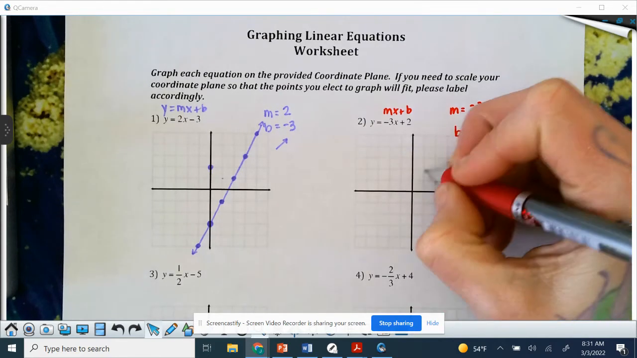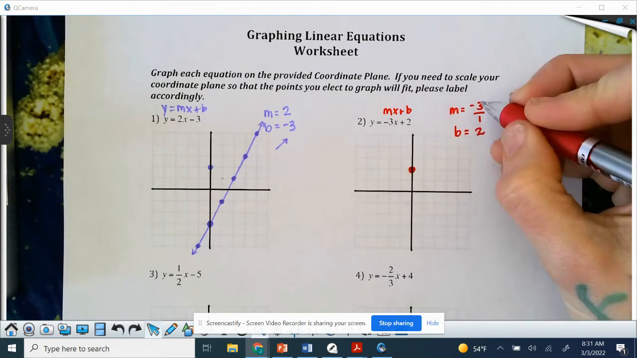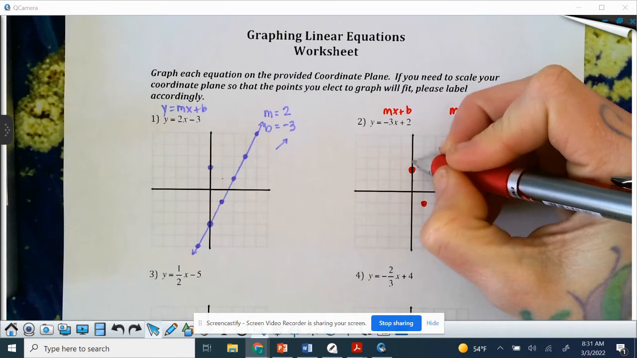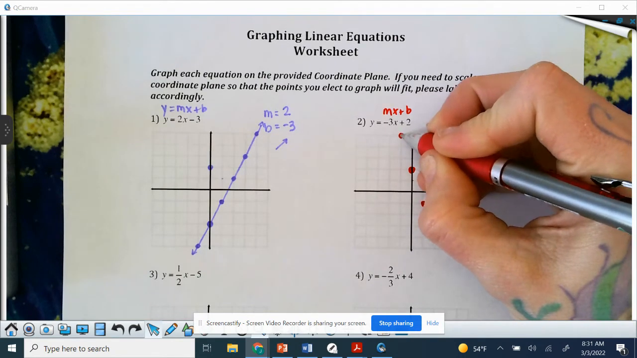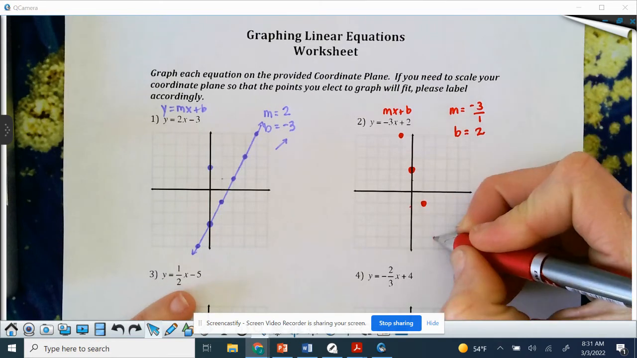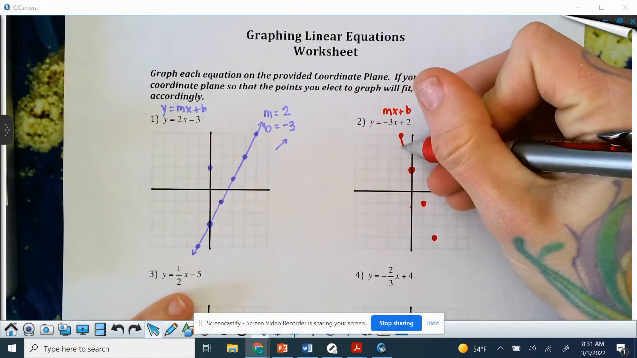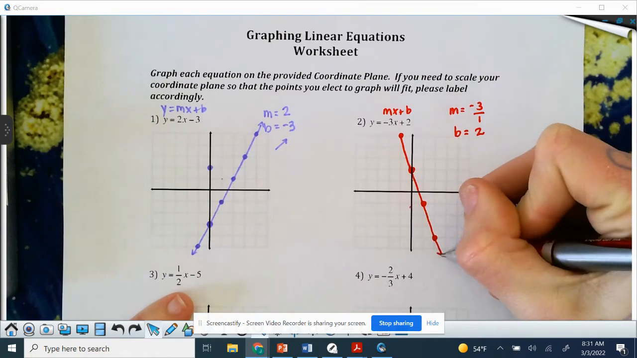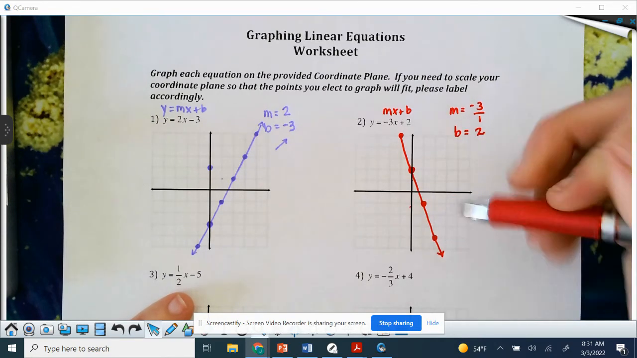So we're going to start at 2. It's a -3, which means we can go down 3 to the right 1. Or you can go up 3 and to the left 1, because to the left is negative and down is negative. So as long as one of them is negative, and you want to fill in your entire graph from corner to corner. And since we know it is a negative m value, so a negative slope, it should be going down from left to right.